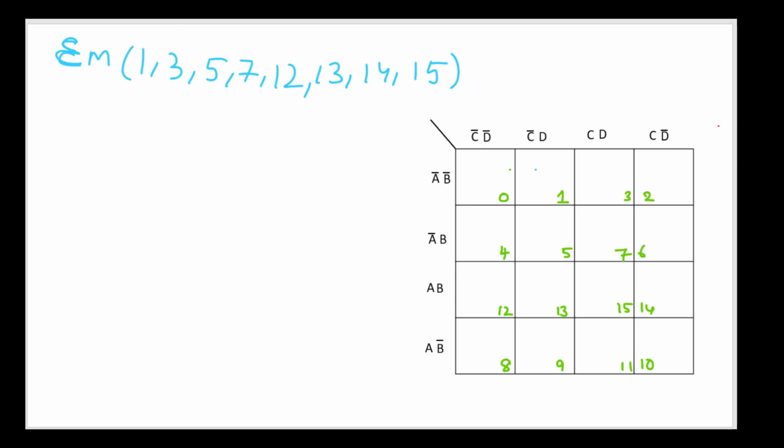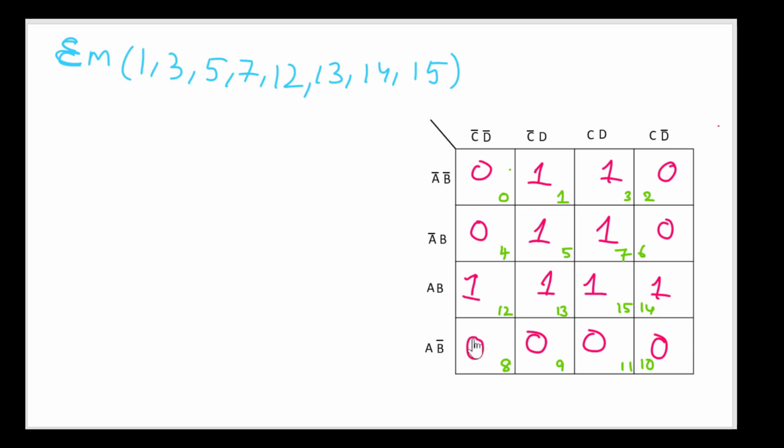Put 1, then 3, then 5, then 7, 12, 13, 14 and 15. Now you fill the output terms for which output is 1, and for the remaining, all are zeros. Once you form the K-map, fill in all the zeros and ones.